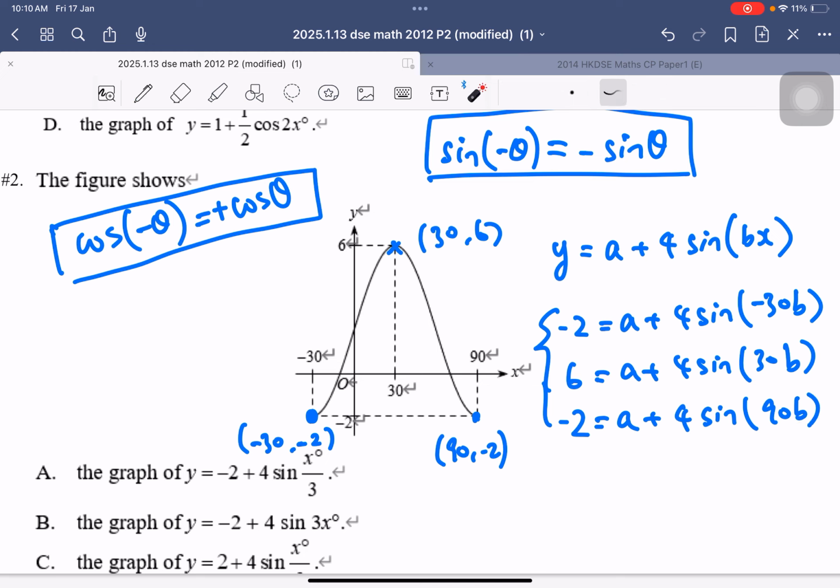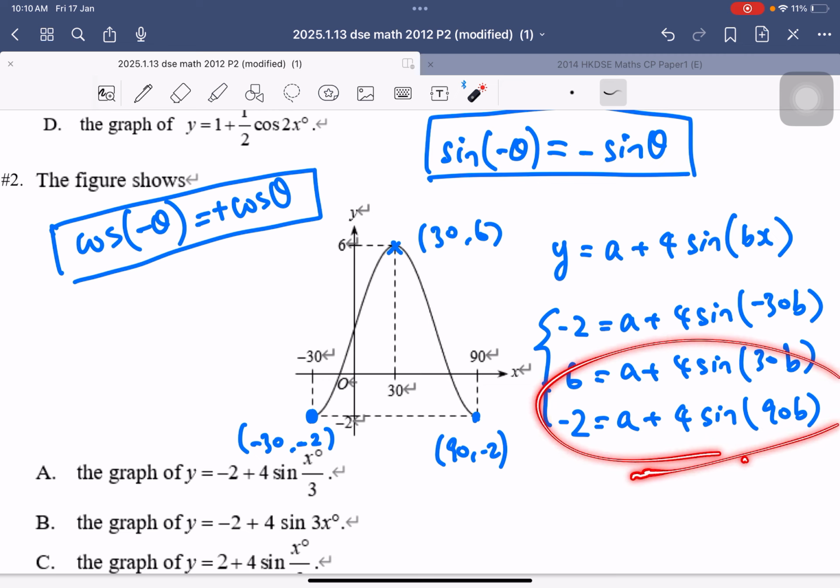Then how do you simplify these two equations? You subtract them, then you have sine 90b minus sine 30b. How do you solve this equation? You don't know how to solve it. It's in M2. You don't know how to solve this equation, isn't it?